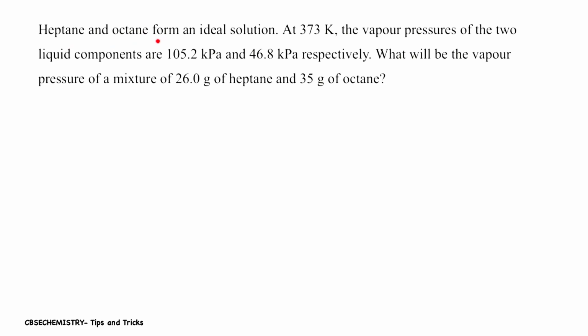Heptane and octane form an ideal solution. At 373 Kelvin, the vapor pressure of the two liquid components are 105.2 kilopascal and 46.8 kilopascal respectively. What will be the vapor pressure of the mixture of 26 gram of heptane and 35 gram of octane?